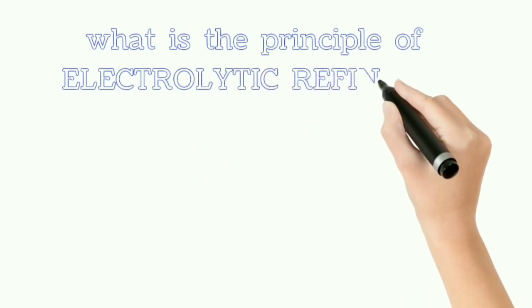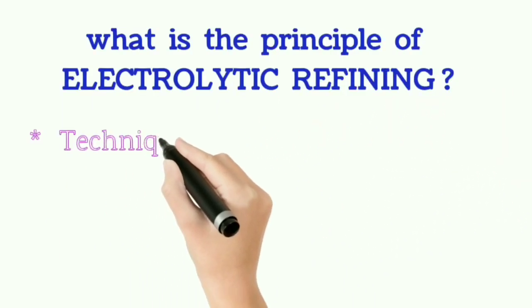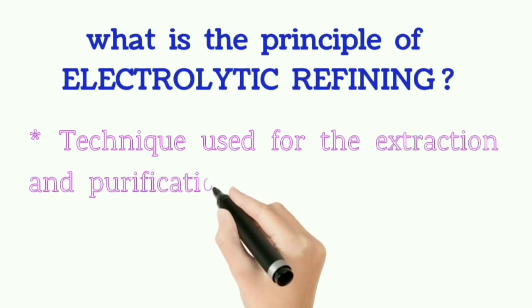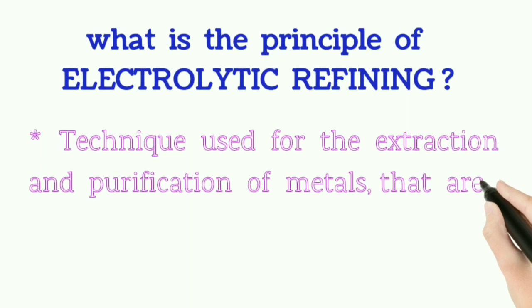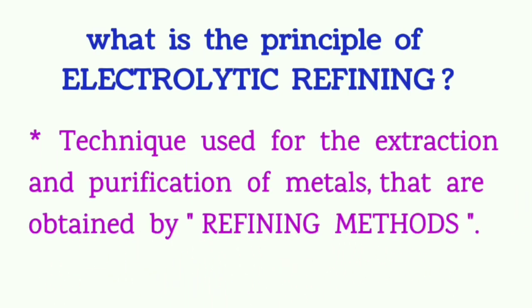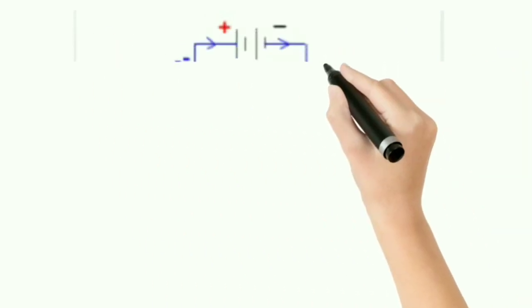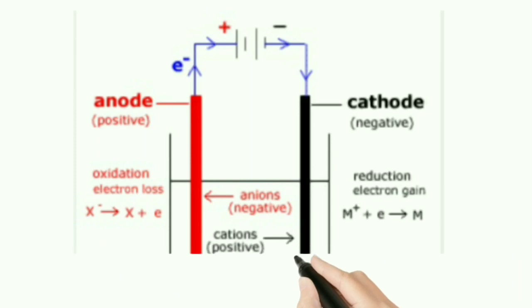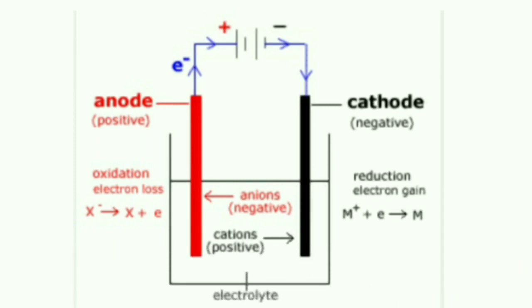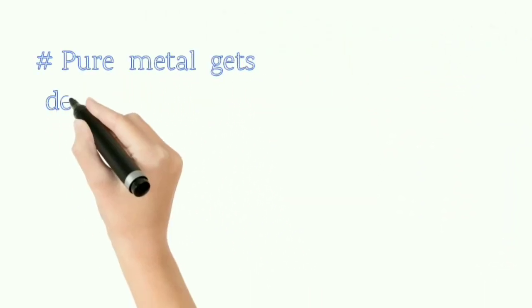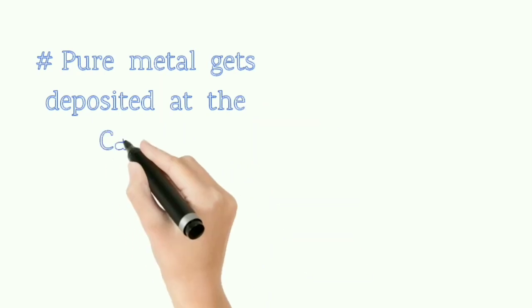It is a technique that is used for the extraction and the purification of metals that are obtained by refining methods. Let us see the electrolytic cell which is used for the electrolytic process or refining to carry out. So here we are looking at the anode and the cathode. Anode is a positive electrode, cathode is a negative electrode with an electrolyte present over there.